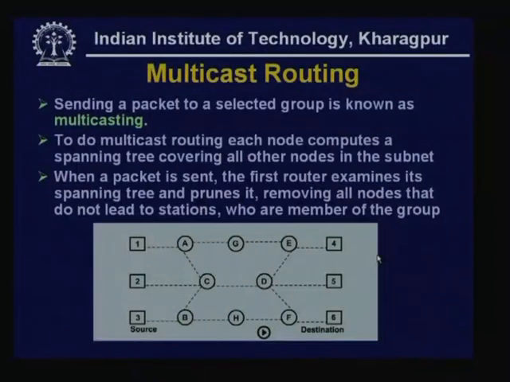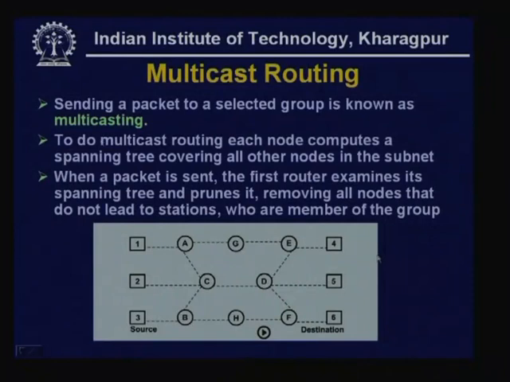Now, we shall discuss another type of routing, which is known as multicast routing. So far, routing has essentially been from a source to a destination, between a pair of stations. But there are situations where a particular station will send to a group of stations.